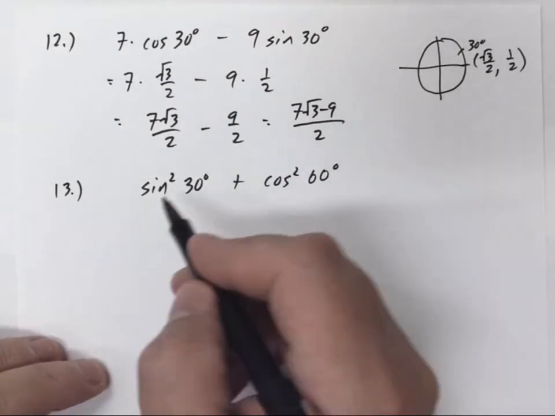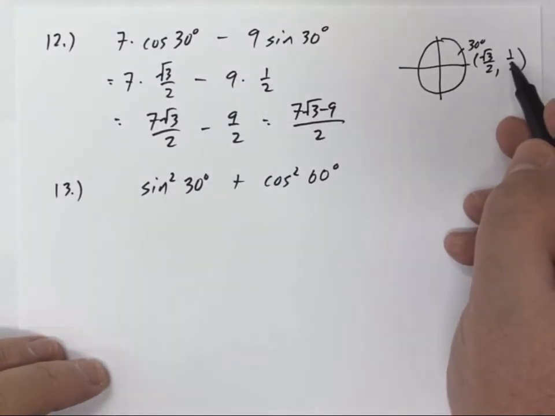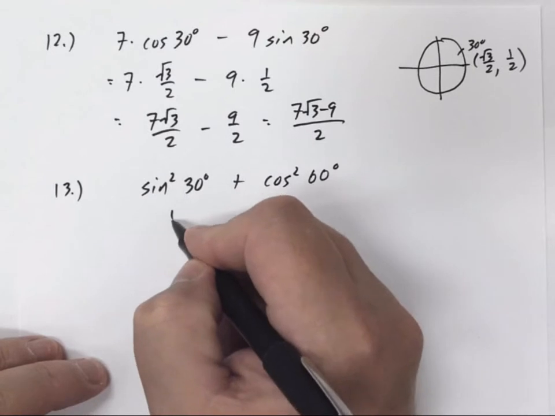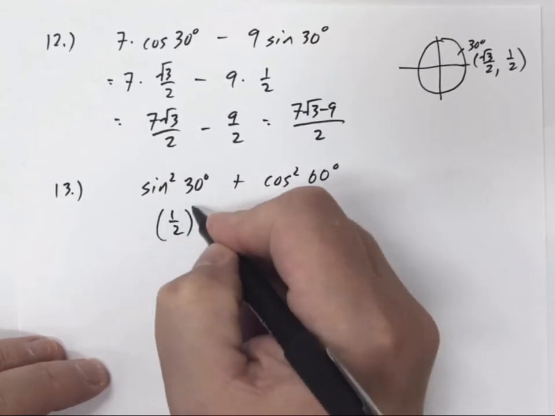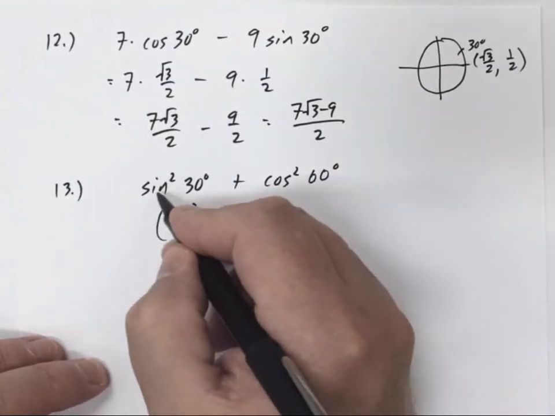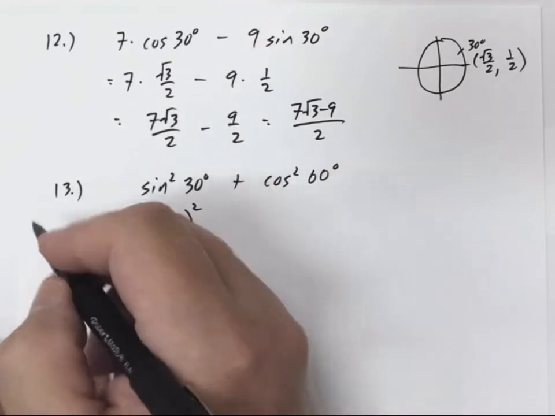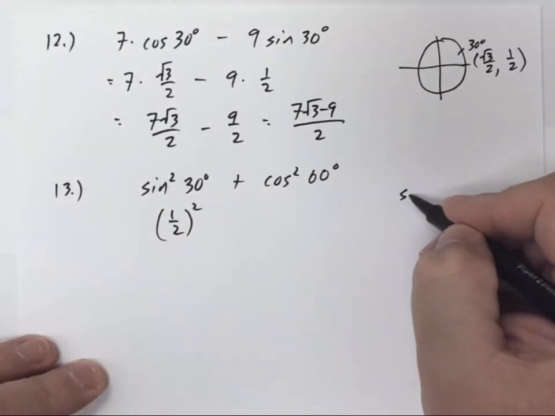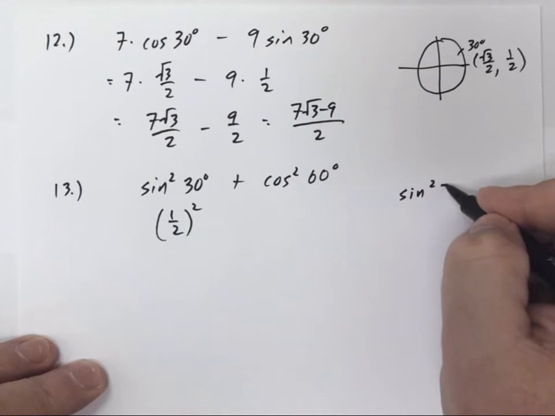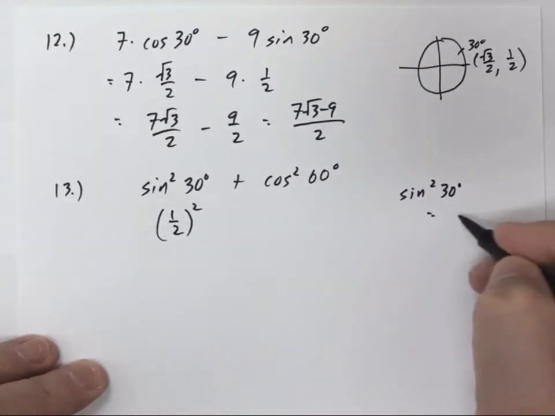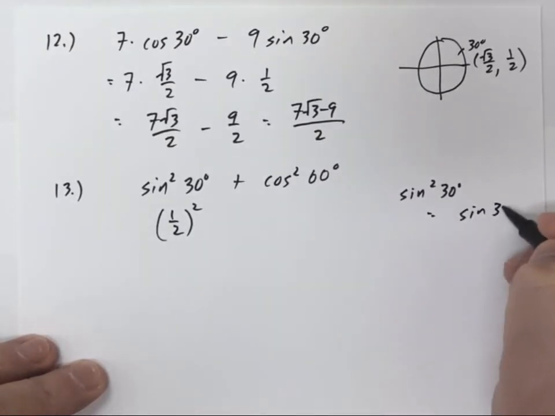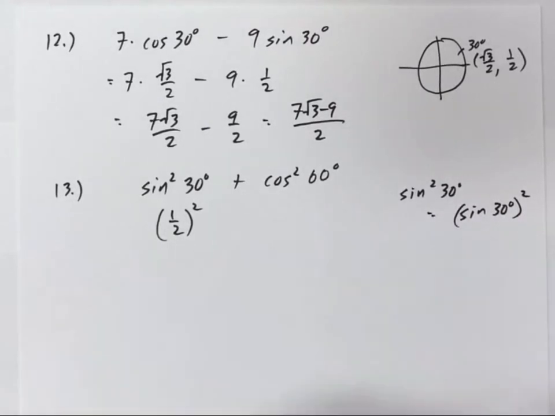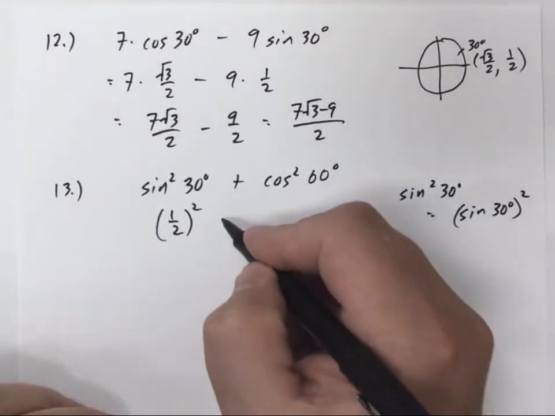30 degrees we have up here, the sine is 1/2. So what this means is 1/2, since it's sine squared, just so you know, we write it like this, but what that really means is you go get the sine of 30 degrees and then you square that number. So the sine of 30 degrees is 1/2, so 1/2 squared.